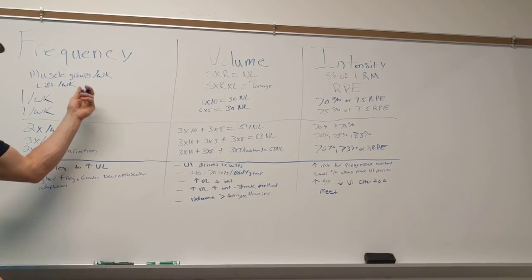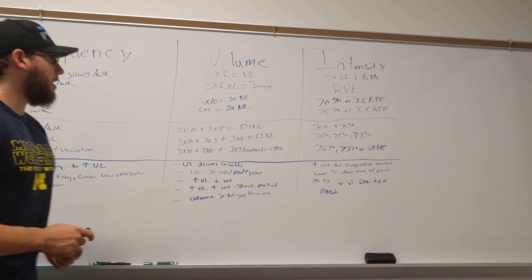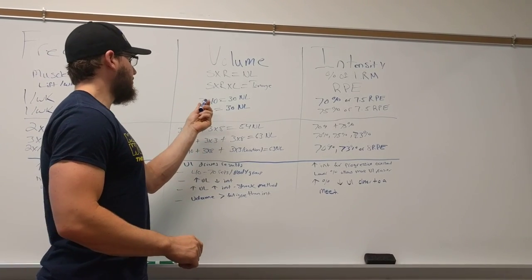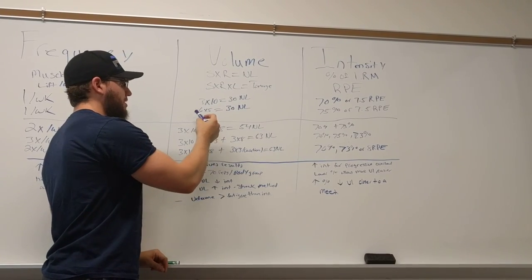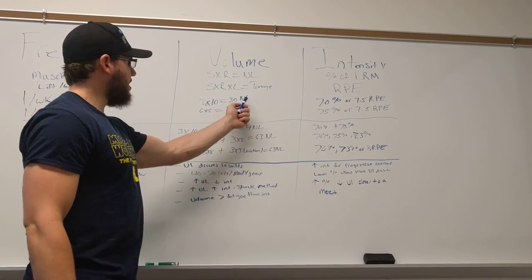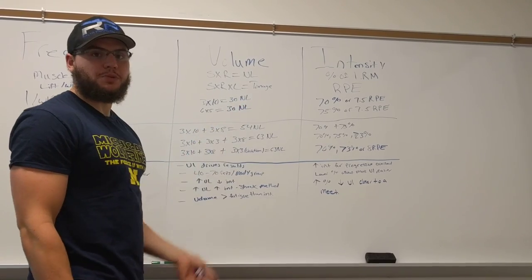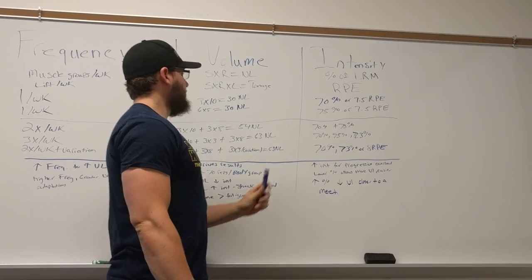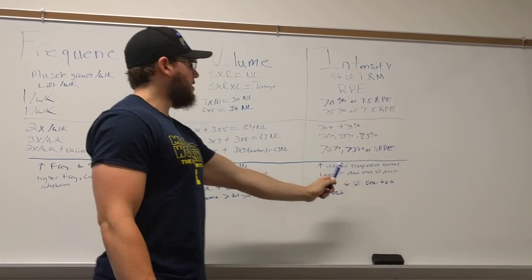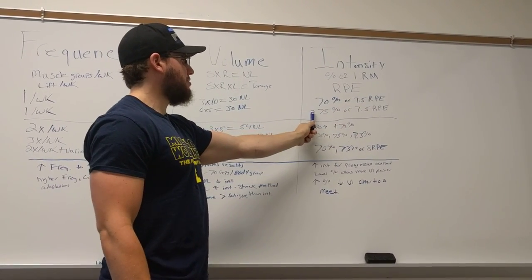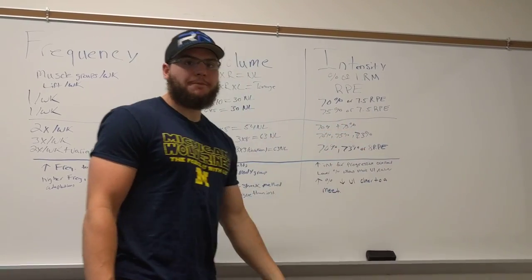Both of these individuals here, okay? We have one time a week. And then this individual here, individual A, we'll say, is squatting 3x10, and individual B is squatting 6x5. Both of them have 30 number of lifts per week. Individual A squats at 70% or 7.5 RPE, and individual B squats at 75% or 7.5 RPE, okay?